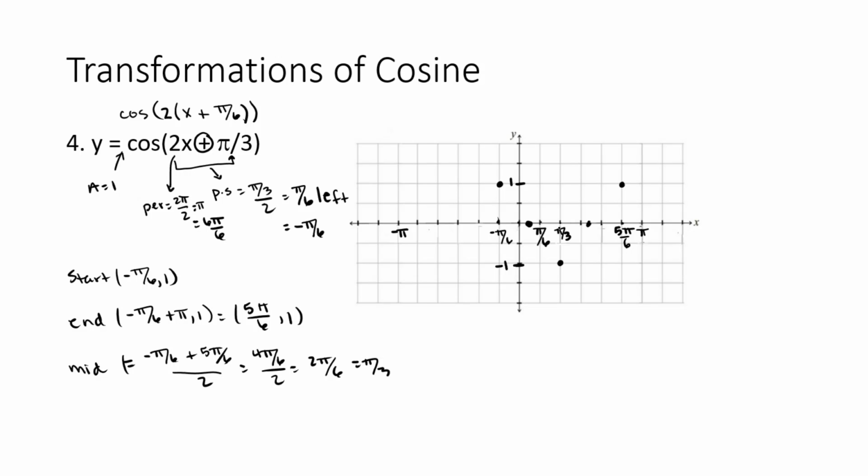So those zeros in this case are actually at pi 12ths. So I would take, that would be my quarter point, and that would be negative pi 6 plus the 2 pi 6 divided by 2. Or you could do negative pi 6 plus 5 pi 6 and divide by 4. And that ends up giving me a pi 12ths. And then I can connect the dots.